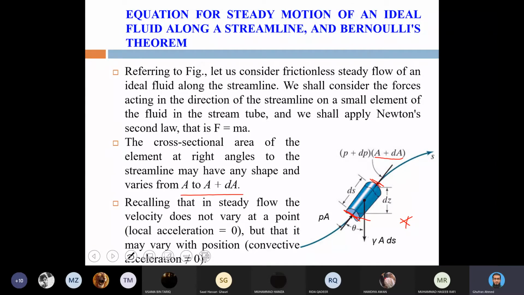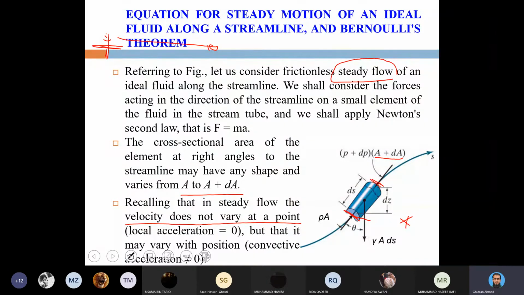As we have considered frictionless steady flow, in the chapter of fluid kinematics we discussed that in steady flow the velocity does not vary at a point, but it may vary with respect to another point. So local acceleration means at a point the acceleration is 0, but it may vary with position, that is convective acceleration with respect to some other point, which is not 0.